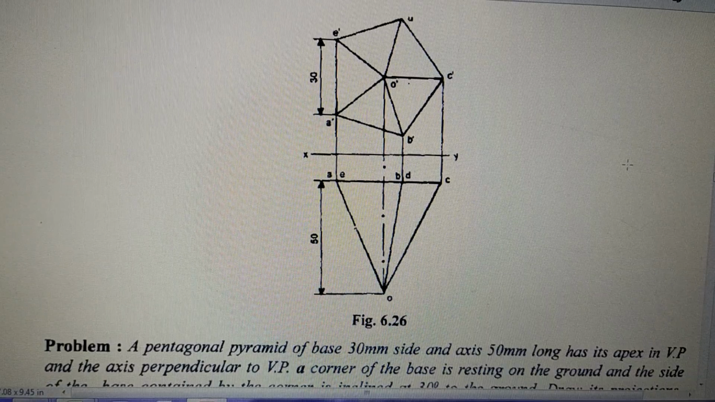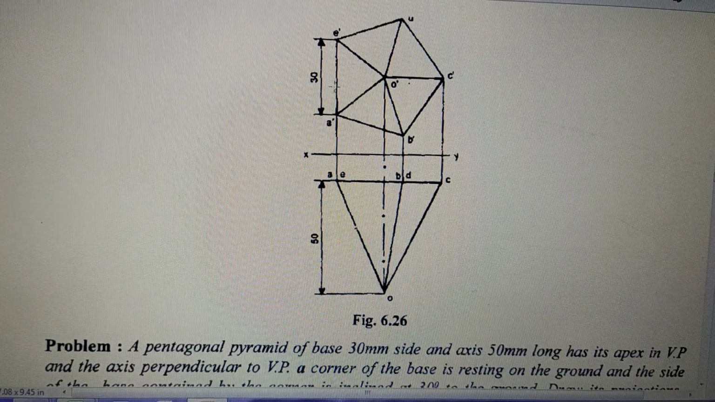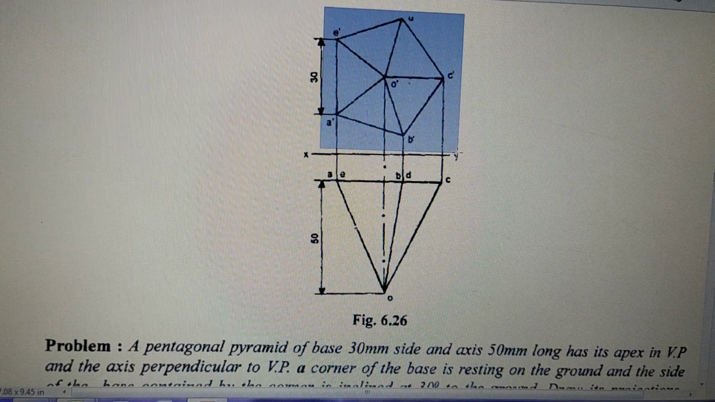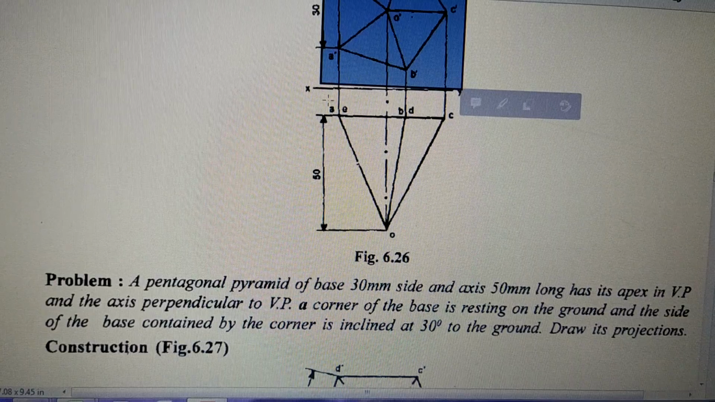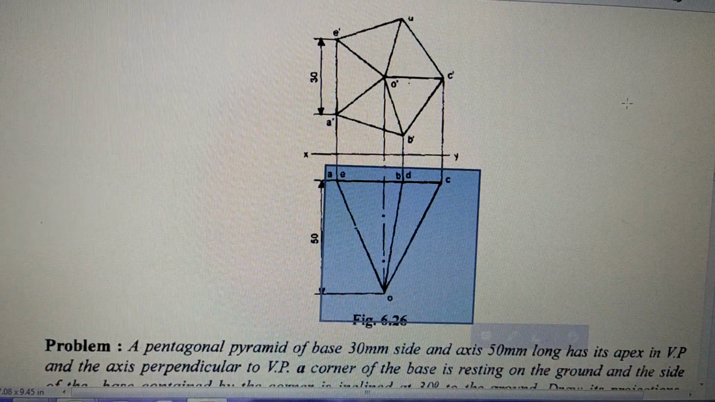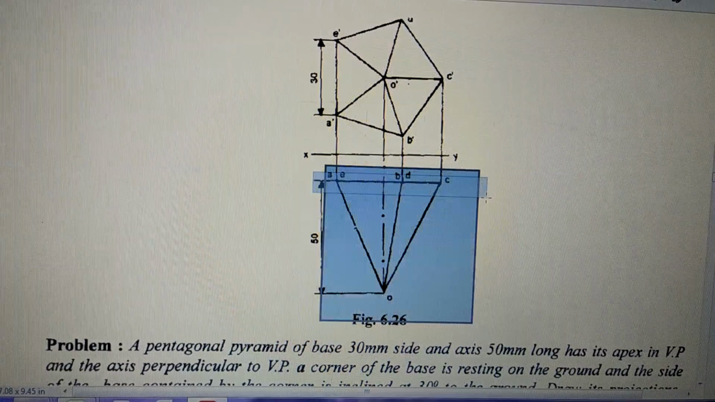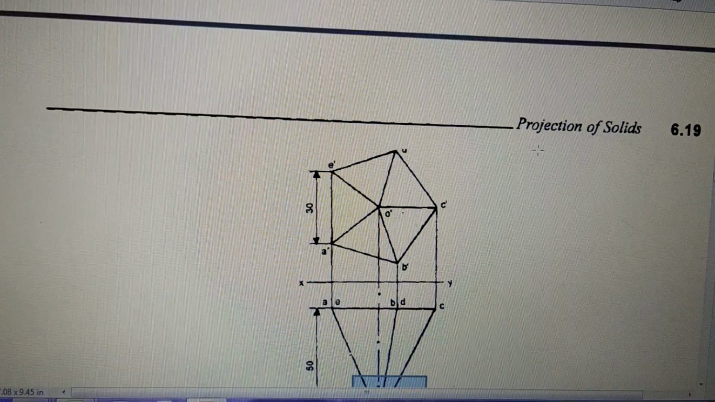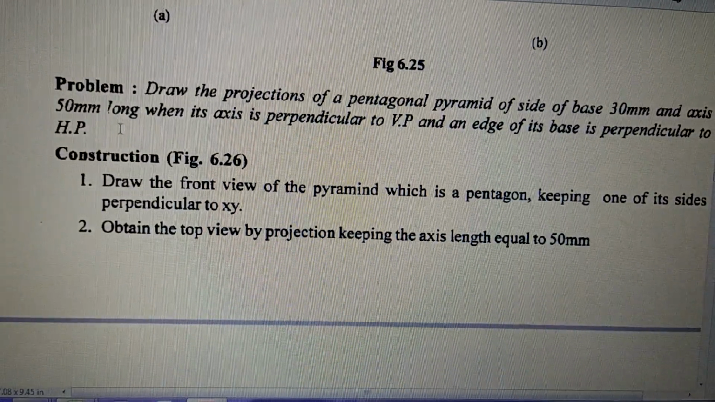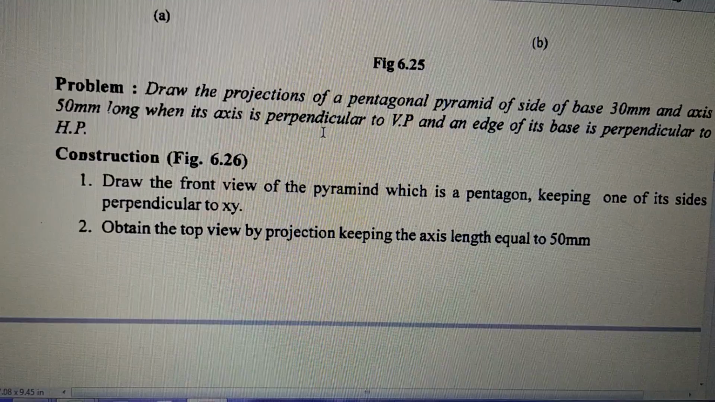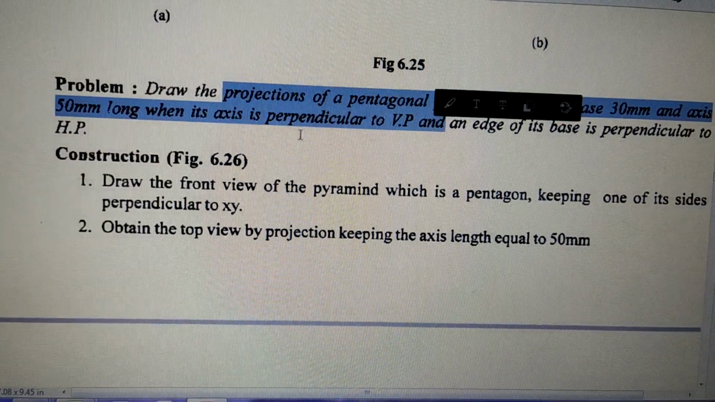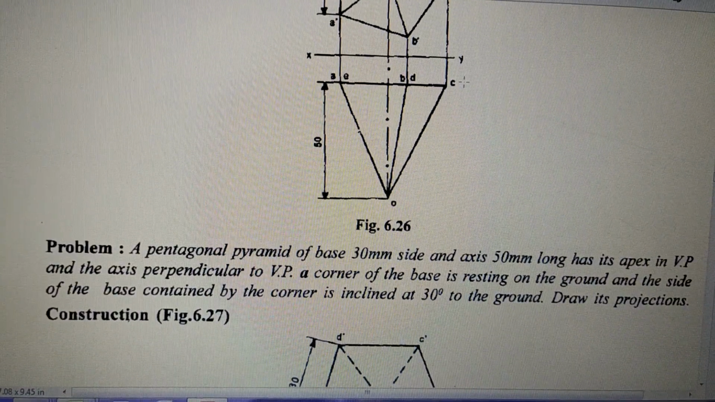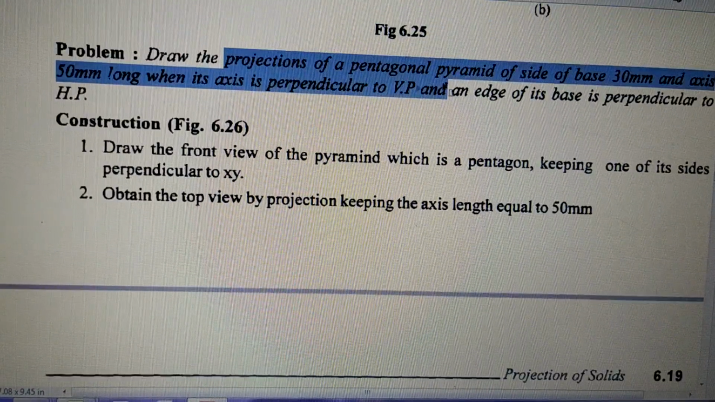Next is 6.26. Now here there is a pentagonal pyramid. So this pentagonal pyramid is shown here in one view, and it is shown here in the other view. So you can understand the base, this is the base, and then this is the apex, or the edges are drawn like this and the views are drawn. You can read the description here. Axis is perpendicular to VP. Therefore it is shown like this. And maybe certain distance it is written.